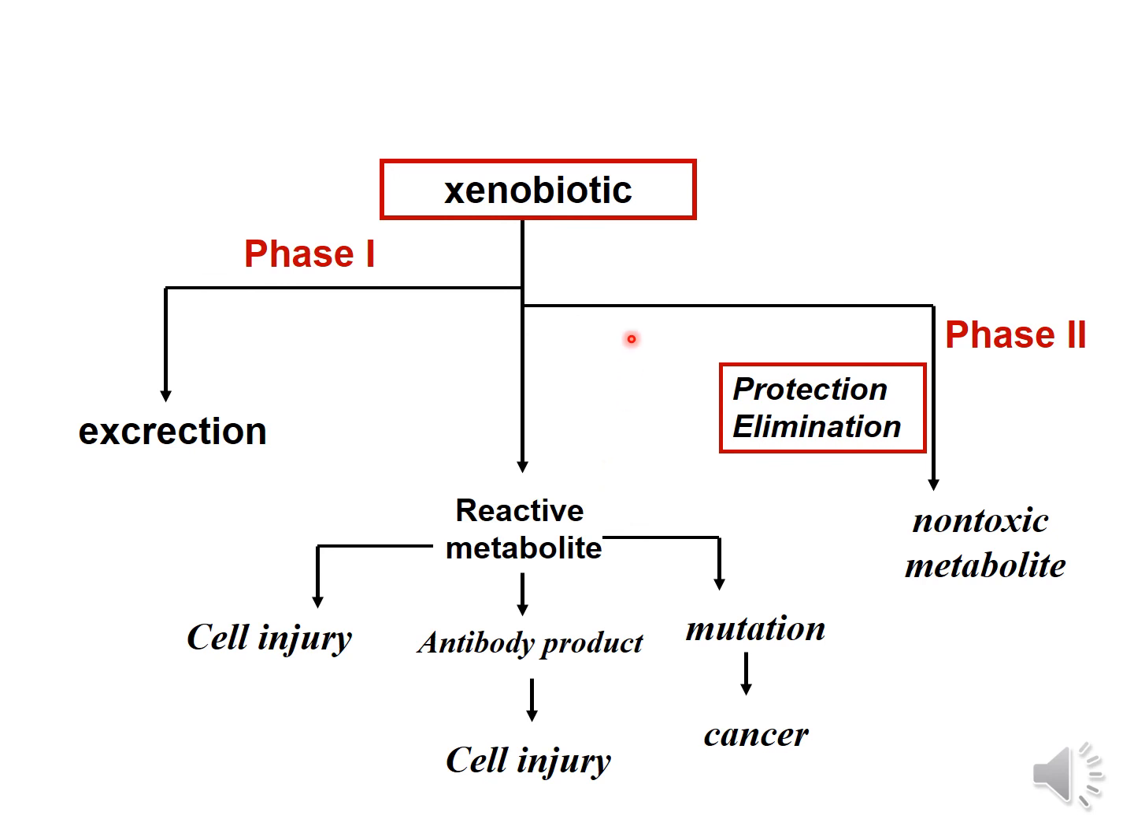And again, xenobiotics in phase 1 are converted to more reactive metabolites or excreted in urine or bile. Reactive metabolites can lead to cell injury. In phase 2, these reactive metabolites are conjugated with glucuronic acid, glutathione, or sulfate, and it leads to more non-toxic metabolites that can be excreted.